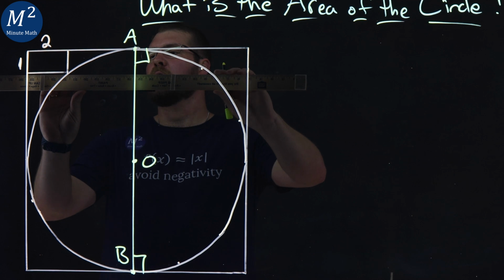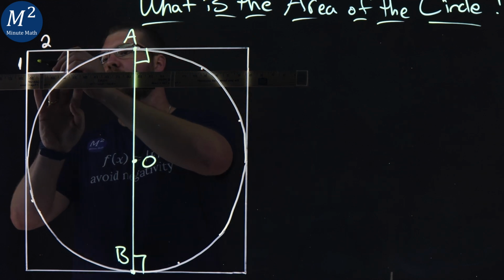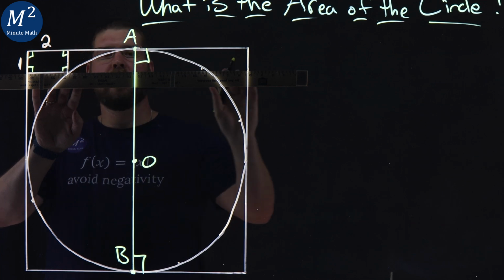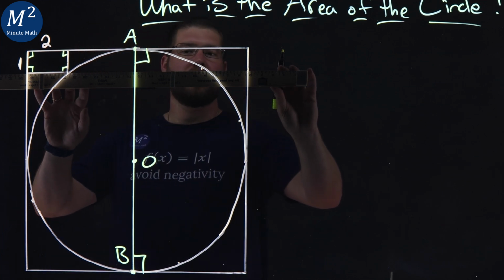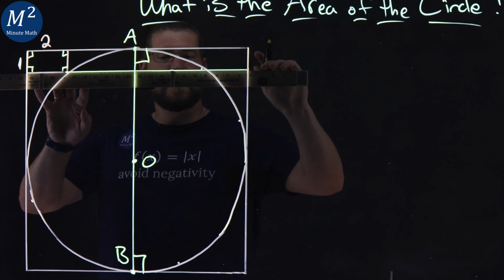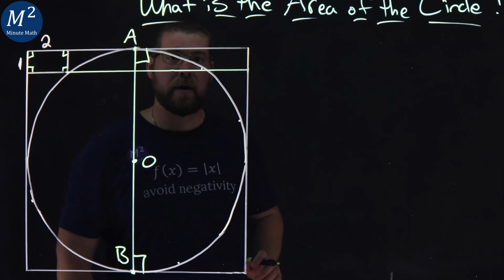From here, I am going to extend this line across. So I'm going to extend our current rectangle. Remember, since it's a rectangle, we have a 90-degree angle right here. So I'm going to extend that so it goes all the way across this circle. Extend it right there.